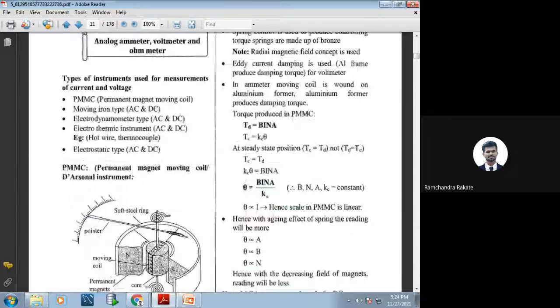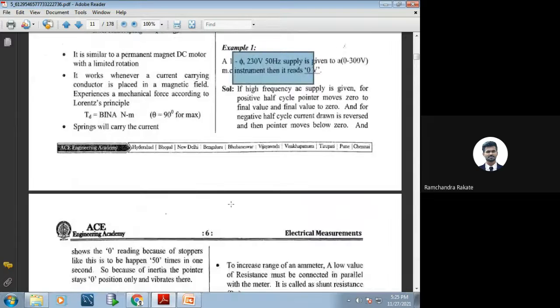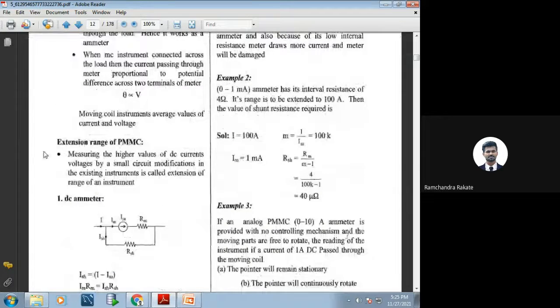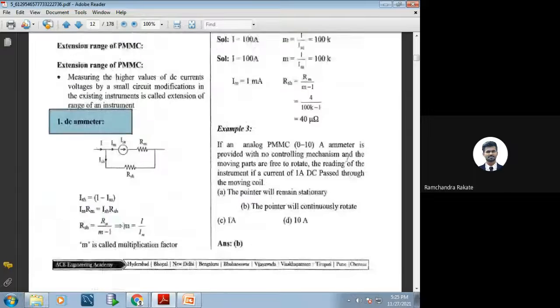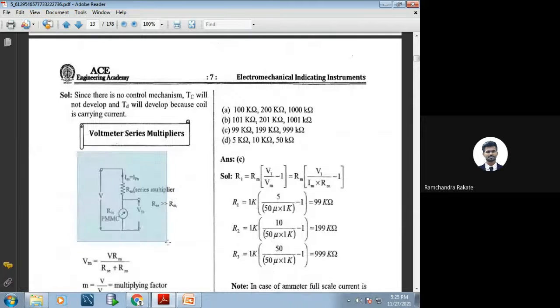Apart from that, we looked at the technical specification and working of PMMC, that is permanent magnet moving coil. We checked the TC and TD and solved some numericals. Then the most important part, the extension of range of PMMC. Here we used the DC ammeter range, solved some numericals based on that, and then looked at the voltmeter series multiplier, that is the voltmeter range.